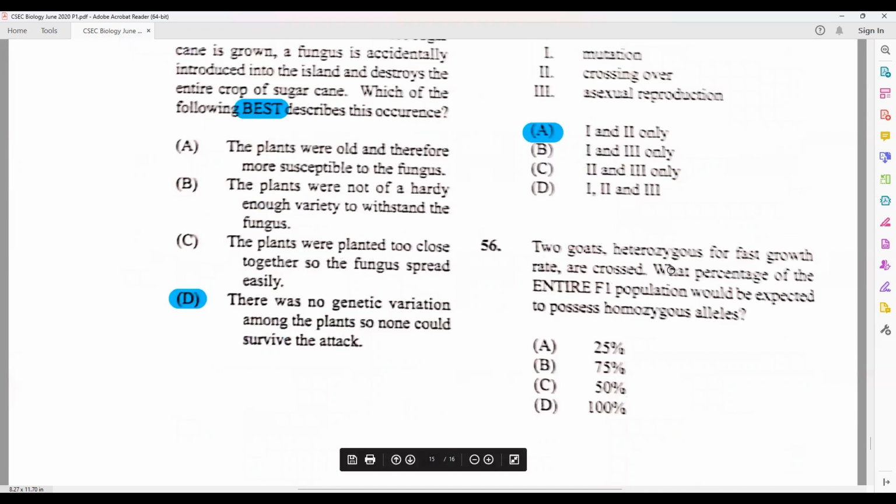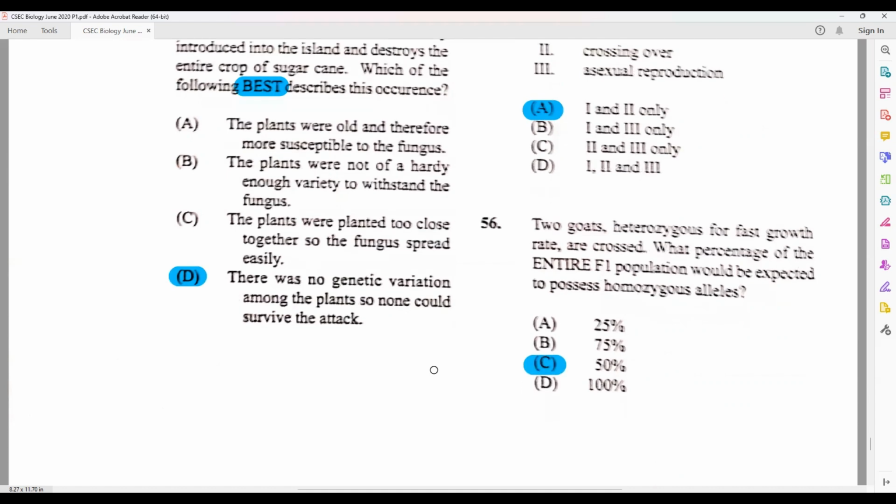2 goats heterozygous for fast growth rate are crossed. What percentage of the entire F1 population would be expected to possess homozygous alleles? Remember, there are 2 ways things could be homozygous. You could be homozygous dominant or homozygous recessive. And if you do a hetero cross, meaning both parents are heterozygous, then it means you have a 25 plus 25 chance of being homozygous. 25 for homozygous dominant, 25 for homozygous recessive. And when you put both of them together, 25 plus 25 equals 50%.